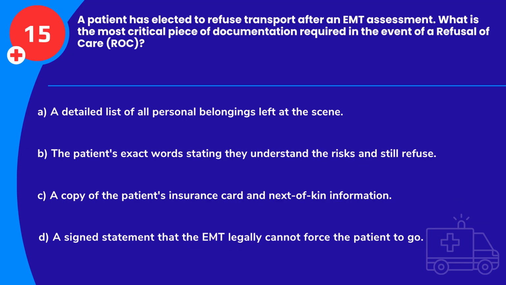output. Question 15. A patient has elected to refuse transport after an EMT assessment. What is the most critical piece of documentation required in the event of a refusal of care, ROC? A. A detailed list of all personal belongings left at the scene. B. The patient's exact words stating they understand the risks and still refuse. C. A copy of the patient's insurance card and next of kin information. D. A signed statement that the EMT legally cannot force the patient to go.